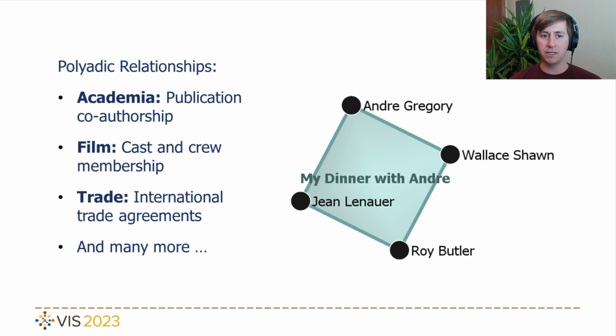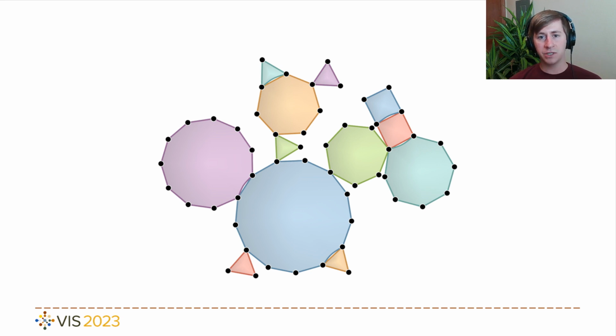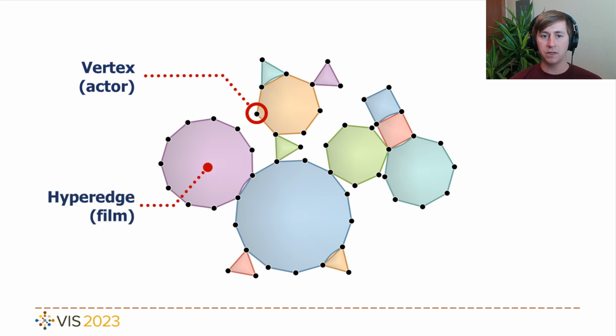A straightforward way to visually represent polyadic relationships is to draw each entity as a point in the plane and the relationship between them as a polygon. This starts to get more interesting when we consider networks of polyadic relationships like the one shown here. In essence, a hypergraph is a network of polyadic relationships. Using the language of hypergraphs for our film example, we call each entity or actor a vertex, and each polyadic relationship or film a hyperedge.